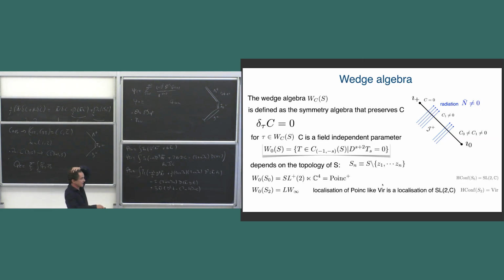And it's not surprising, it's exactly what happens with the conformal symmetry. If the conformal symmetry is on S0, then it's SL2C. The conformal symmetry on S2 is Virasoro. So what is this LW infinity algebra? It is a localization of Poincaré in the same way that Virasoro is a localization of Lorentz. And it tells you that if you want to localize Poincaré, you need that. This is kind of a universal symmetry algebra.